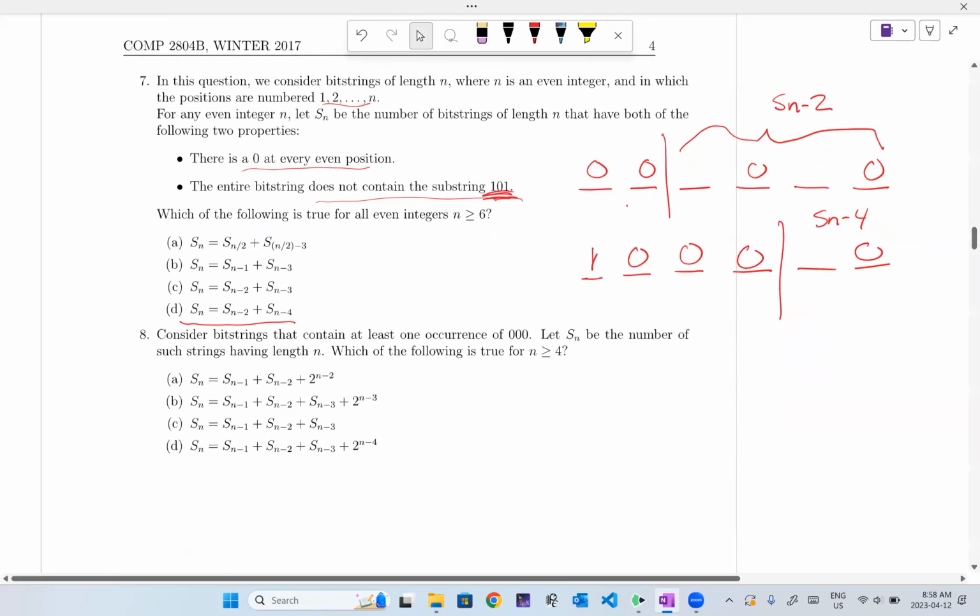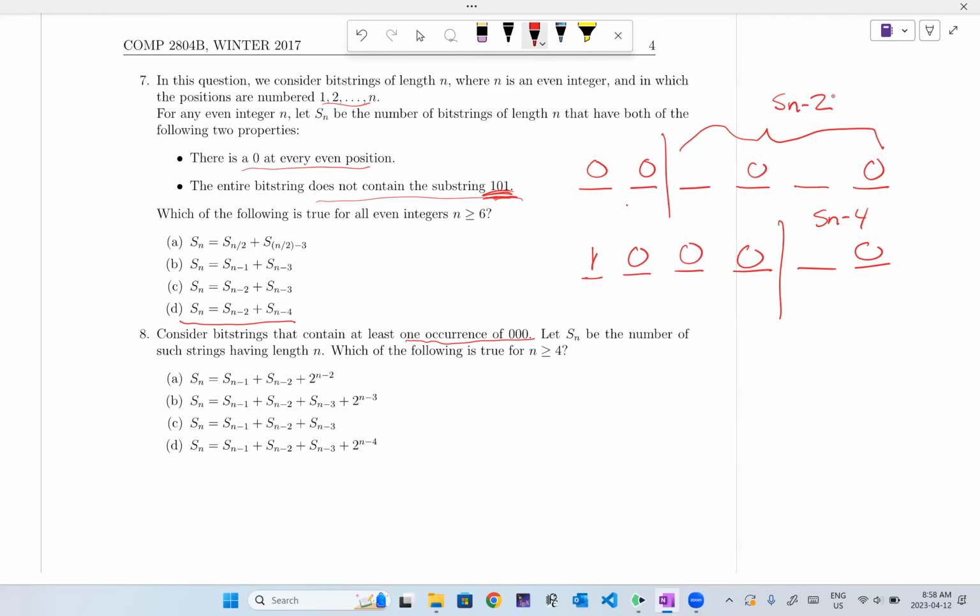Okay. Bit strings that contain at least one occurrence of 0, 0, 0. Let Sn be the number of such strings of length n. Which of the following is true? Okay, so 0, 0, 0. If my bit string starts with 1, that's okay. The rest can be whatever I like, as long as it's free of 0, 0, 0. Oh, sorry, at least one occurrence of 0, 0, 0. That's different.